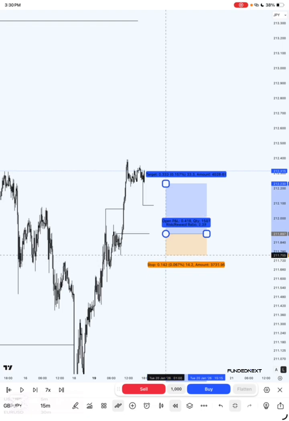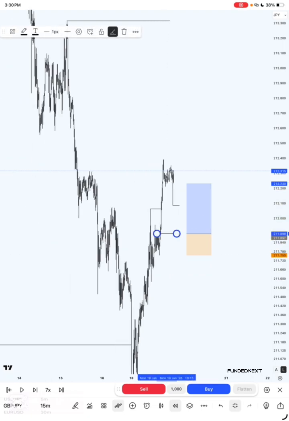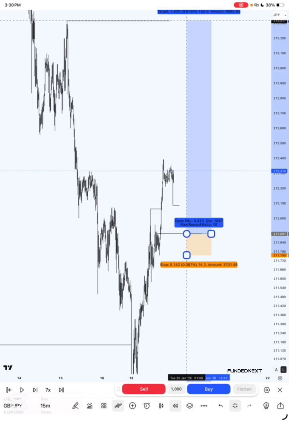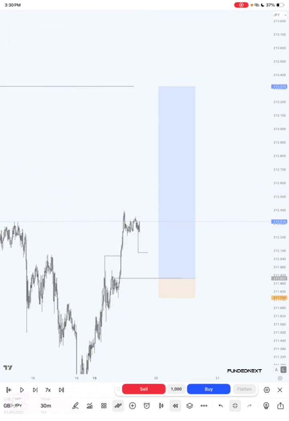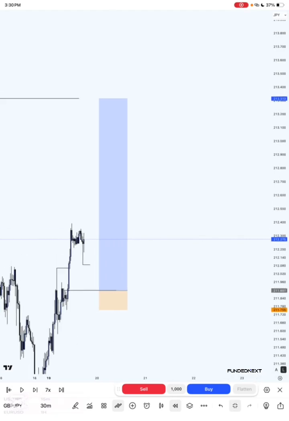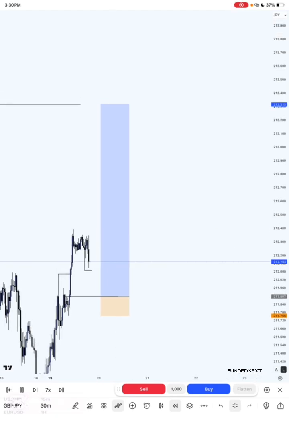Stop loss comes below the stop hunt that occurred in price. Have this price, and then we're targeting the nearest draw on liquidity. Go to multiple time frames. Then that was our key level to buy.